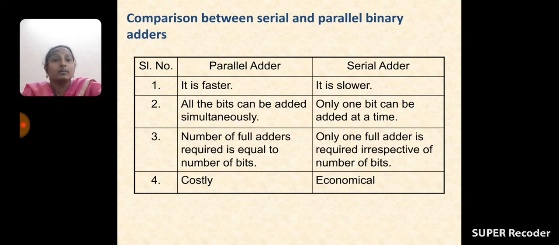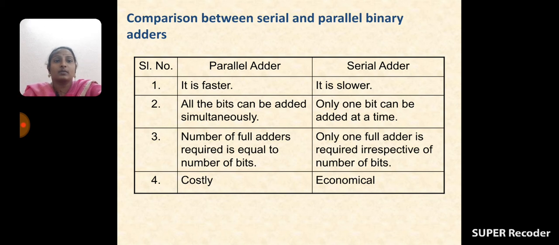Next, in a parallel adder all the bits can be added simultaneously. In a serial adder, as I already told you, only one bit can be added at a time. The number of full adders required is equal to the number of bits in a parallel adder. Because of that, its circuit becomes complex, occupies more space, and is also expensive, meaning costly. While coming to the serial adder, only one full adder is required. Why? Because one is enough. At a time it will add 3 bits only.